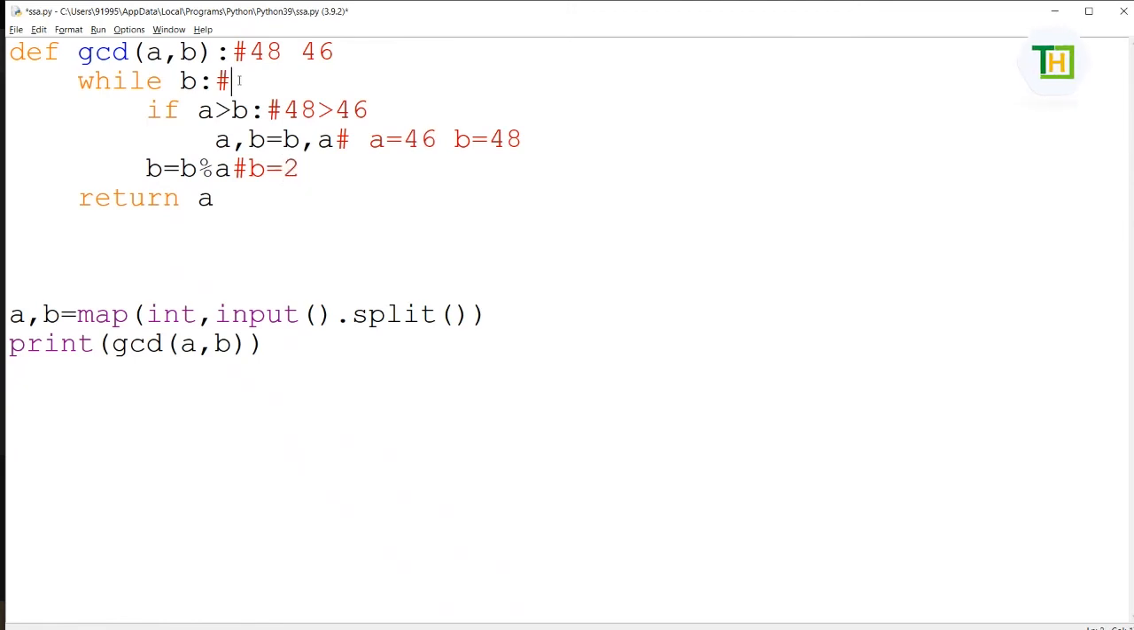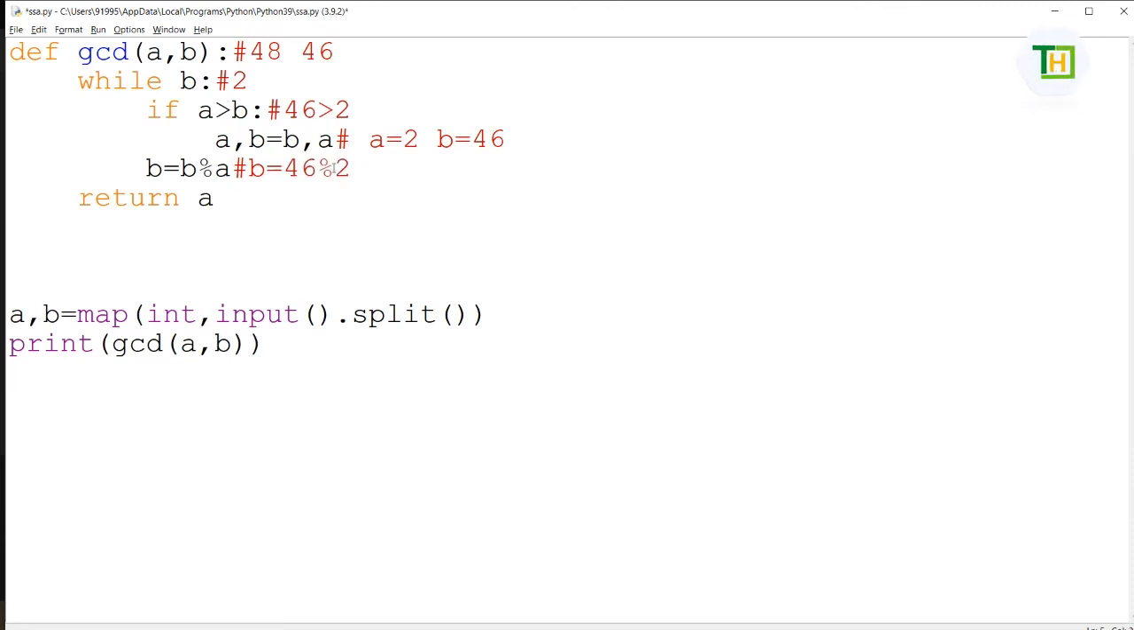Now you're coming back to while B. What is the B value? B value is 2 here, right? B value is 2. That's why it is true. And now what is the A value? A value is 46. 46 is greater than 2. Yes. Then I have to swap: A value to 2, B value to 46. Now coming into this line, B is equal to B mod A, so B value is going to be 46 mod 2.